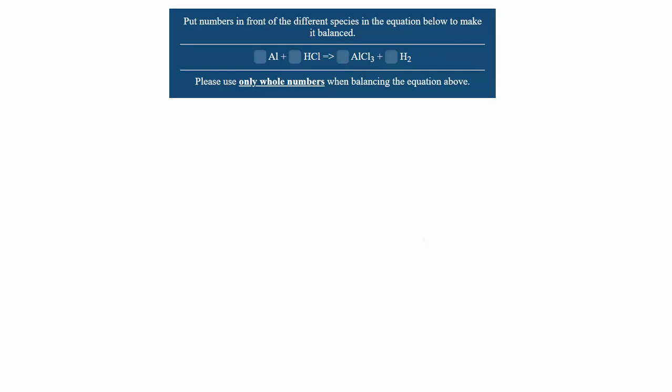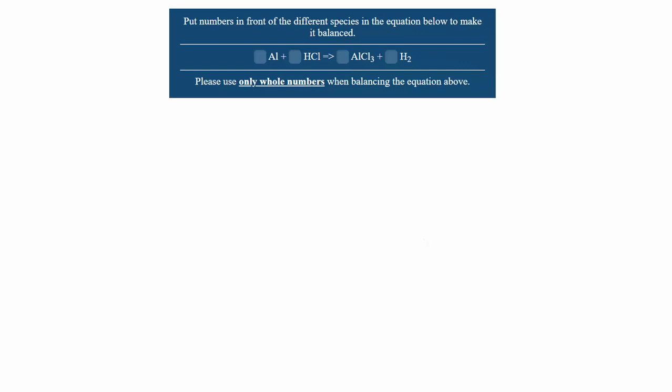Okay, so in this video, we've been presented with this equation. We've got Al plus HCl produces AlCl₃ plus H2. And effectively, we've been asked to balance this equation by putting numbers in front of it. And in our final equation, we need to have only whole numbers in front of our values to effectively balance the equation, right?